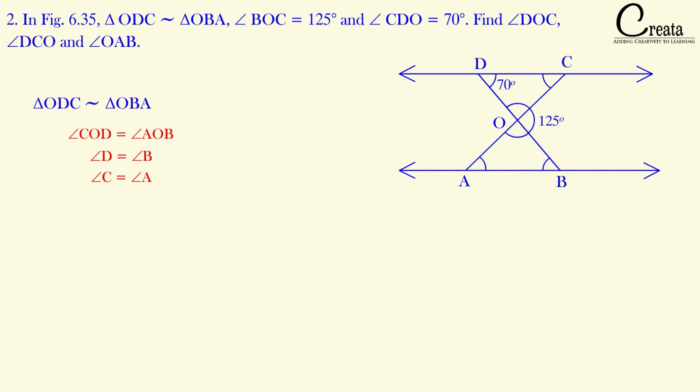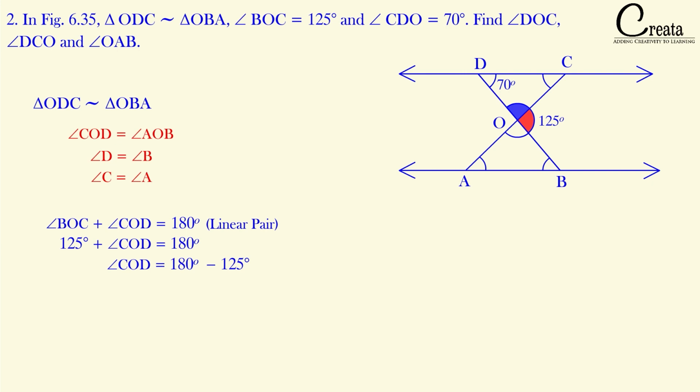Let's proceed. Here angle BOC is given as 125 degrees. Can we find this angle using the concept of linear pair? That is, the sum of both of these angles on a straight line is equal to 180 degrees. It means angle BOC plus angle COD will be equal to 180 degrees. One angle is given. We can find angle COD as 180 minus 125, which is 55 degrees. So we got angle O, or angle COD, as 55 degrees.